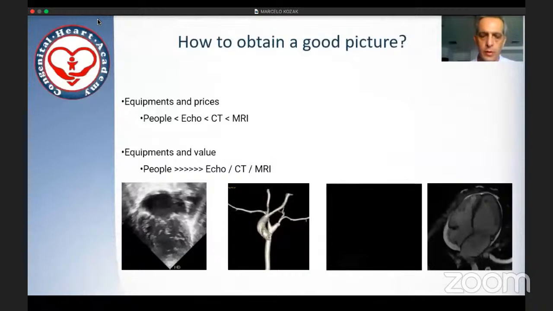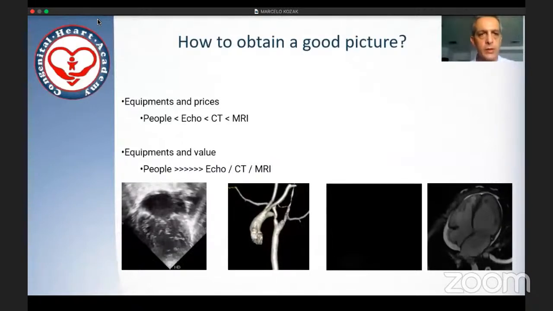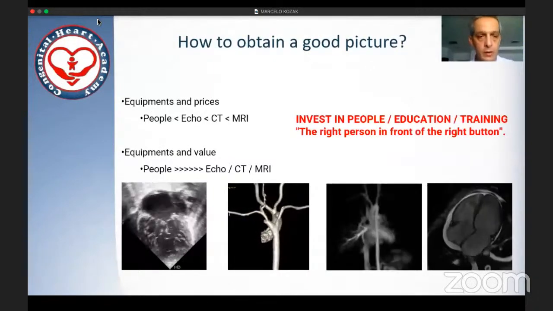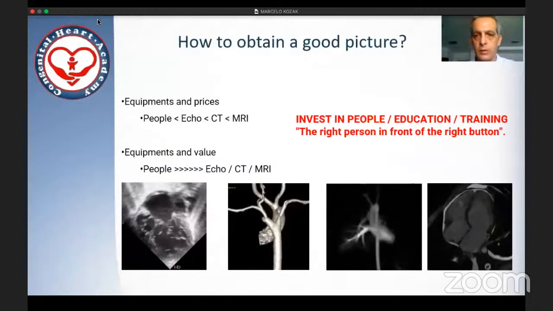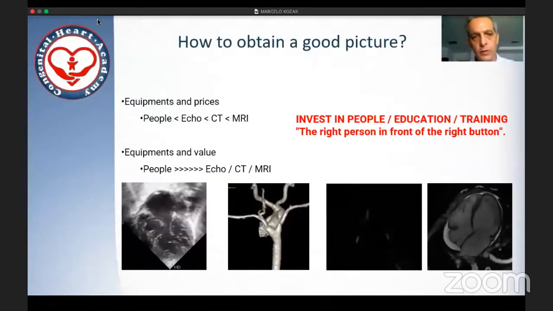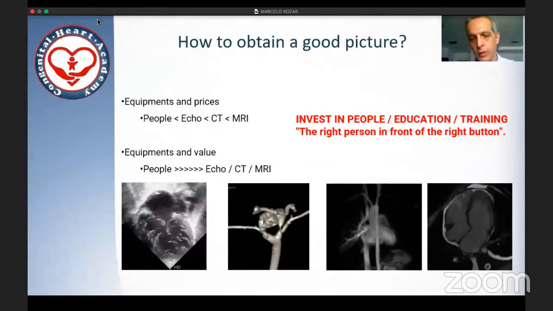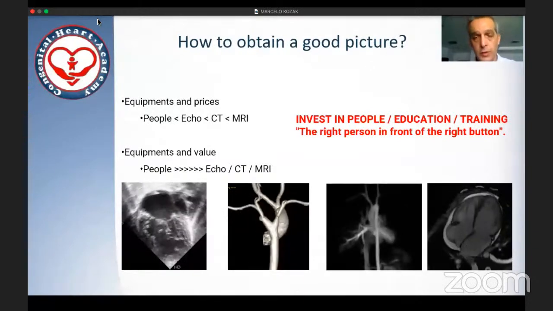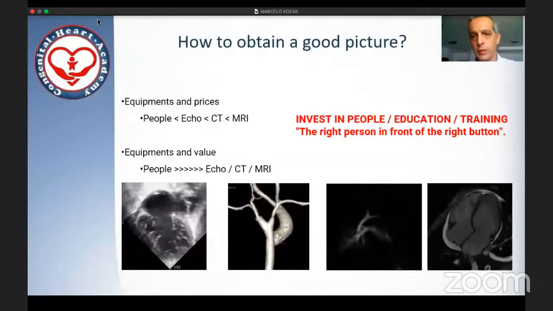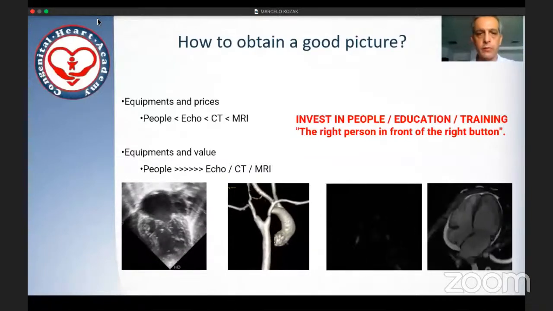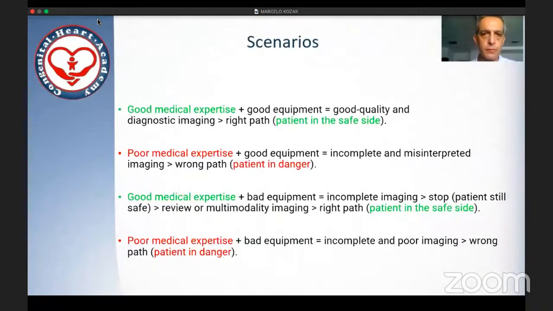How to obtain a good picture? You need two components, people and equipment. Equipment is expensive. People are cheaper than echo, CT, and MRI. However, people have more value than both, and than all kinds of equipment. So the idea, if you want to build a program in imaging for a surgical problem, is to invest in people, education, and training. Put the right person in front of the right button.